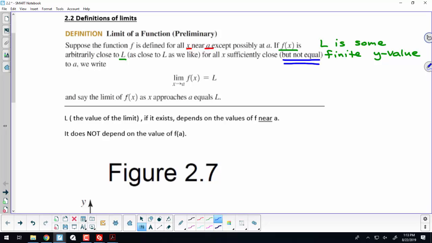So that's what that statement means. That's how we're going to denote our limits. The y value of the limit itself, L, if it even exists, depends on the values near A, not at A.